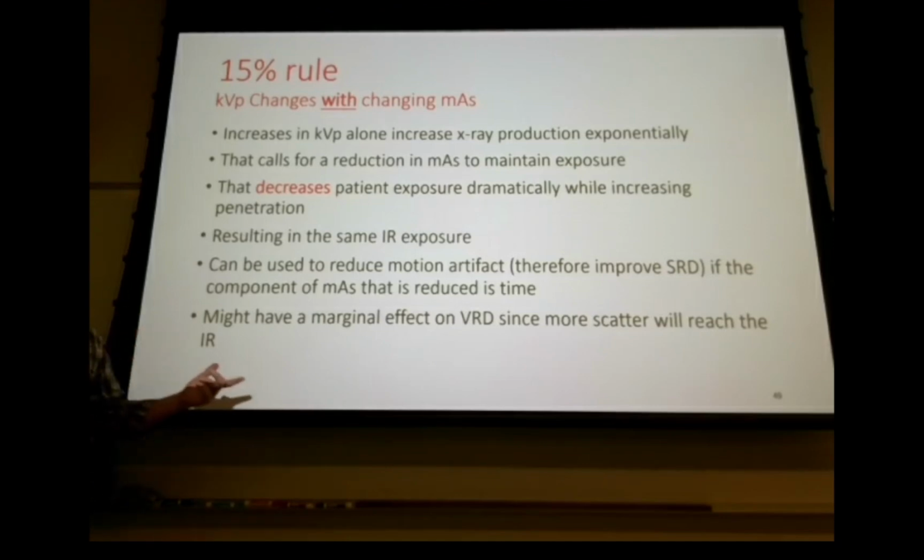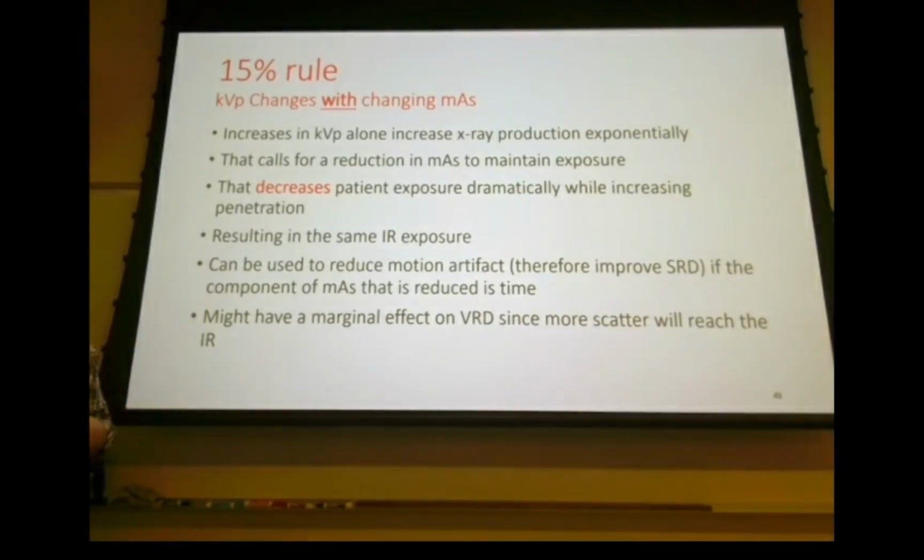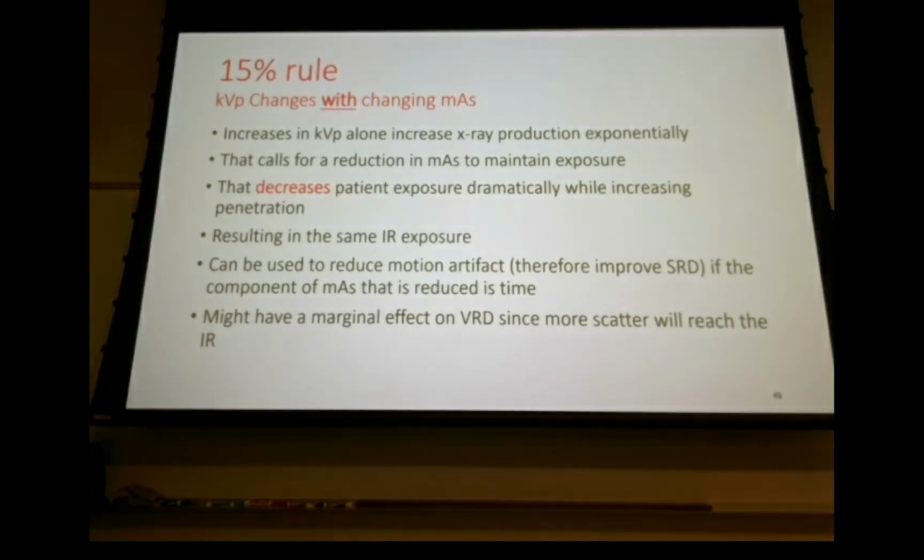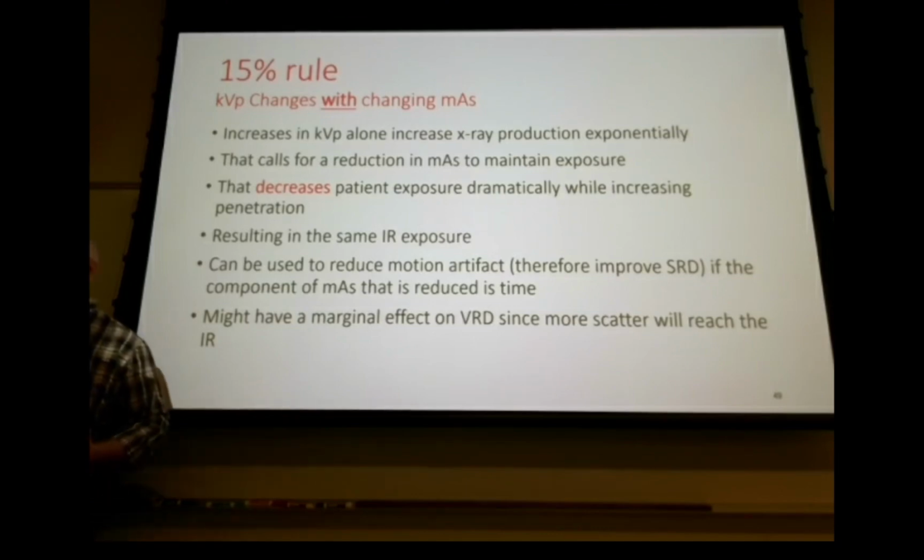So with the 15% rule, we have a change in kVp and an opposite change in mass. So it's a 15% change in kVp and a change in mass by a factor of 2. As we increase our kVp by 15%, the same thing happened as on the last slide, and we got that increase in exposure, increase in emission from the tube, increase in exposure at the image receptor. But if we cut our mass in half, again, we're going to drop our image receptor exposure and even the output from the x-ray tube back down. So what happens is the patient exposure decreases, image receptor exposure remains the same.